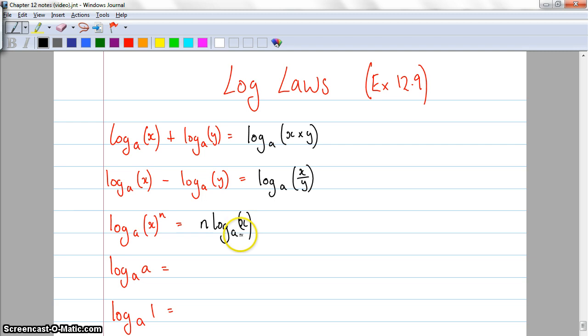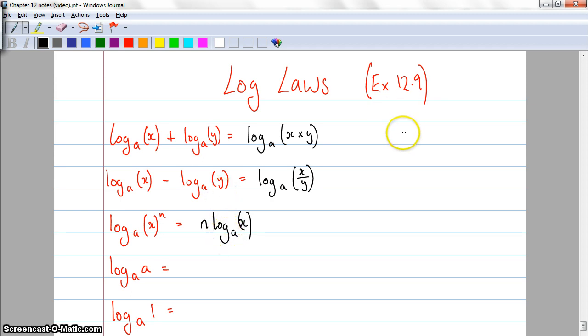We can go for all of these rules so far from the left to the right, or from the right to the left. There's no right and wrong, it just depends on which one is going to be most effective for us.